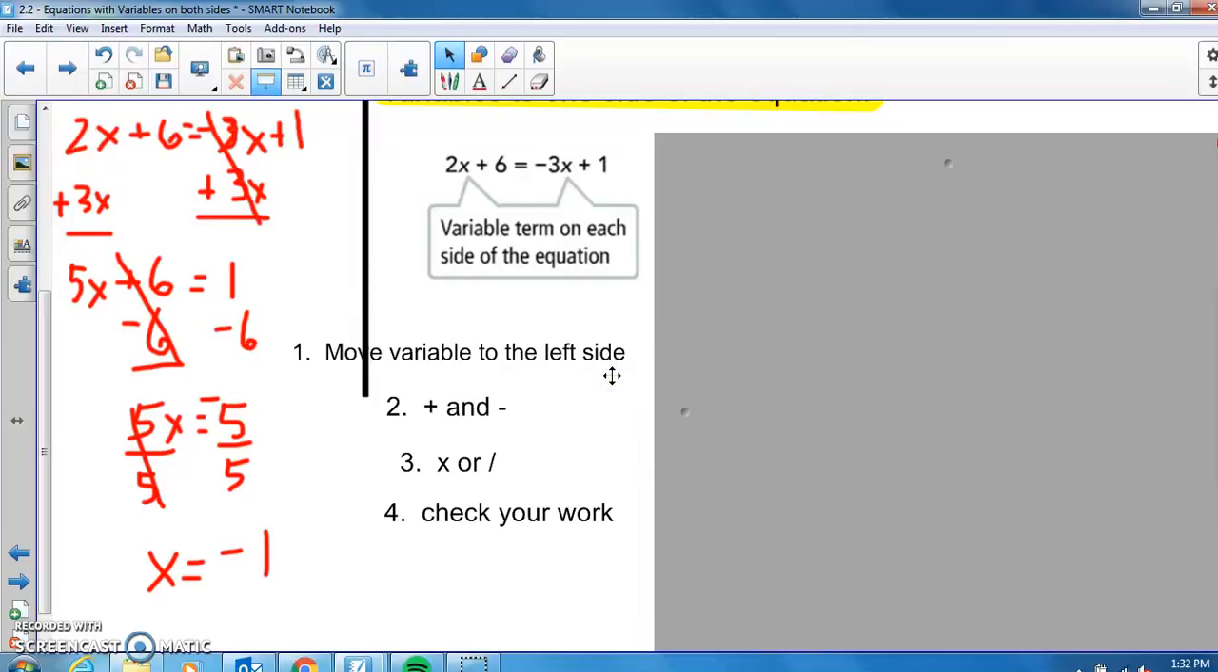So our steps, and if you will copy these down, our steps are going to be to move the variable to the left side. And the reason I say the left side is because that's what you're used to moving, or where you're used to having the variable.